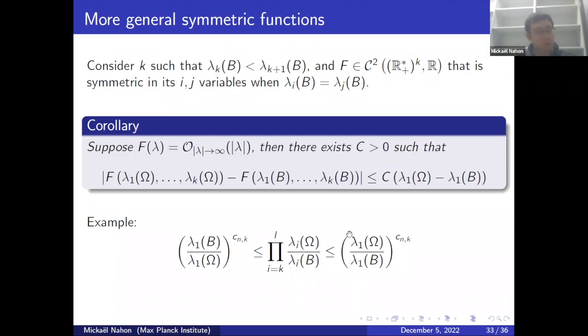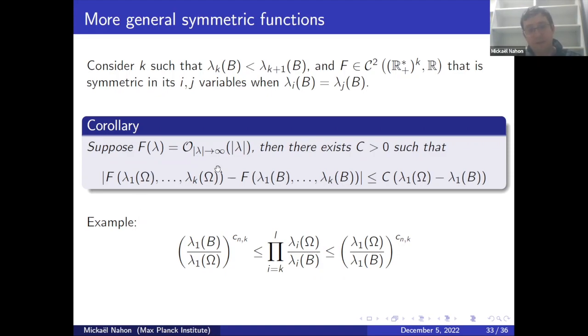Another remark is that we could have looked at different symmetric functions. We looked at the sum, but there isn't anything particular about the sum compared to the geometric mean, for example. We could have looked at any symmetric function. It works the same. Basically, if you take any function f of lambda 1 to lambda k, where lambda k and lambda k plus 1 are separated, and you suppose that f is symmetric in its variables when these variables are degenerate on the ball, meaning that it's symmetric in i and j where lambda i of the ball equals lambda j of the ball, then you have the same kind of stability on f.